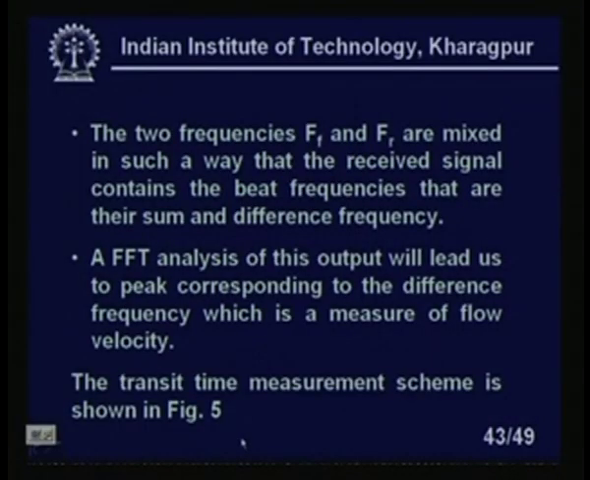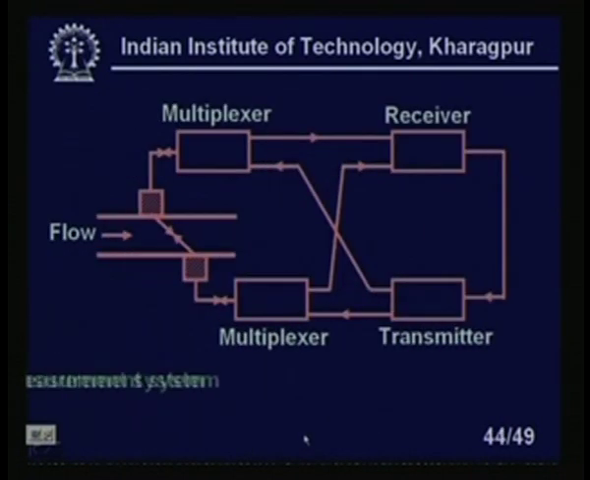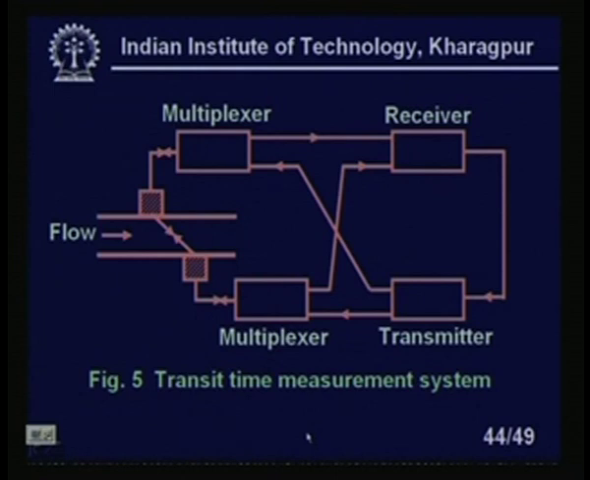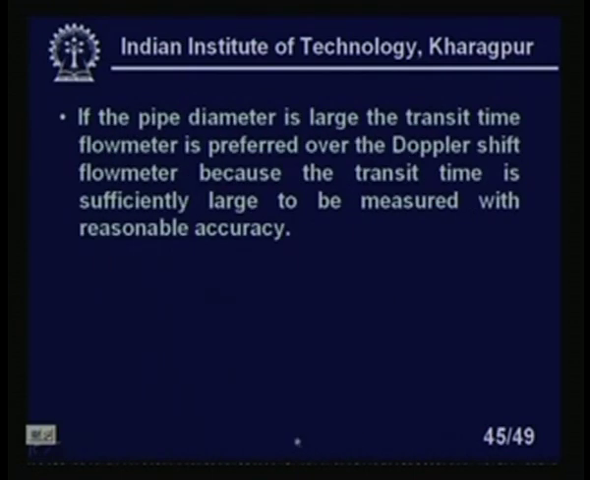Now, the transit time measurement is shown in figure 5. You have a multiplexer that activates whether each transducer will be transmitter or receiver, then the receiver signals and a circuit. If the pipe diameter is large, then the transit time flow meter is preferred over the Doppler shift flow meter, because the transit time will be large and it will be easy to measure the large time difference. The delta f also will be large in that case, because ultimately we are converting time to frequency and measuring the frequency. So, if the transit time is large, your delta f also will be large.